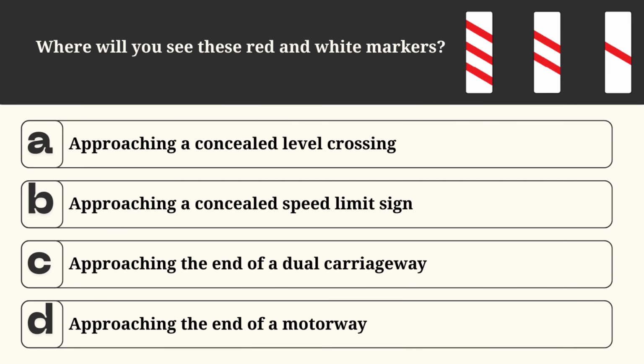Where will you see these red and white markers? A. Approaching a concealed level crossing. B. Approaching a concealed speed limit sign. C. Approaching the end of a dual carriageway. D. Approaching the end of a motorway. A. Approaching a concealed level crossing.